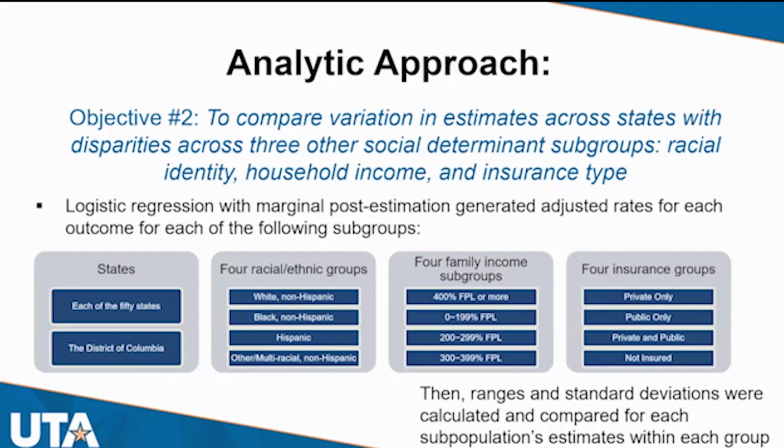And then I guess this is where I already described it. I forgot another slide for it. But these are the four racial and ethnic groups, the four family income groups, and the four insurance groups that we generated predicted probabilities for as well, and compared the variation across those groups with the variation across states.